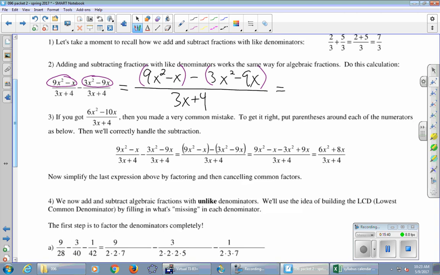Okay, we're going to do 2 steps in 1. Feel free to write this out further if you'd like. 9x squared minus 3x squared is still 6x squared. We had that part right. This is now negative x minus 9x. That's really a plus 9x. So what do we get? Plus 8x. That's good. Yep.